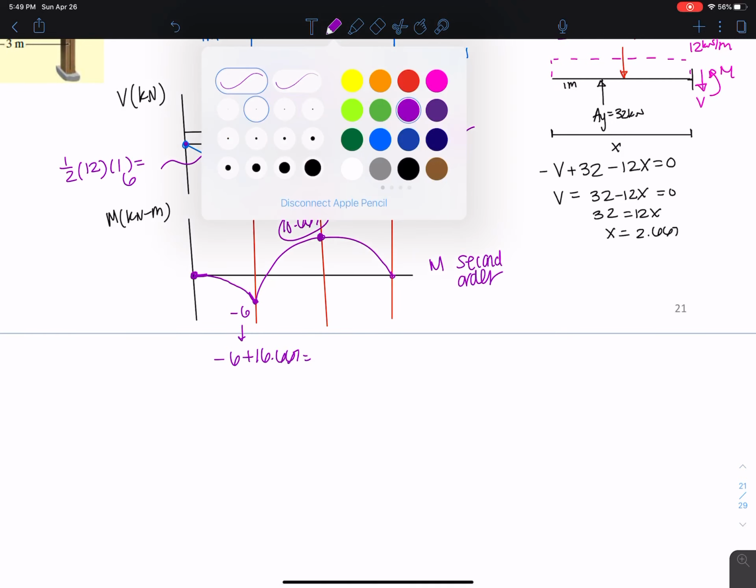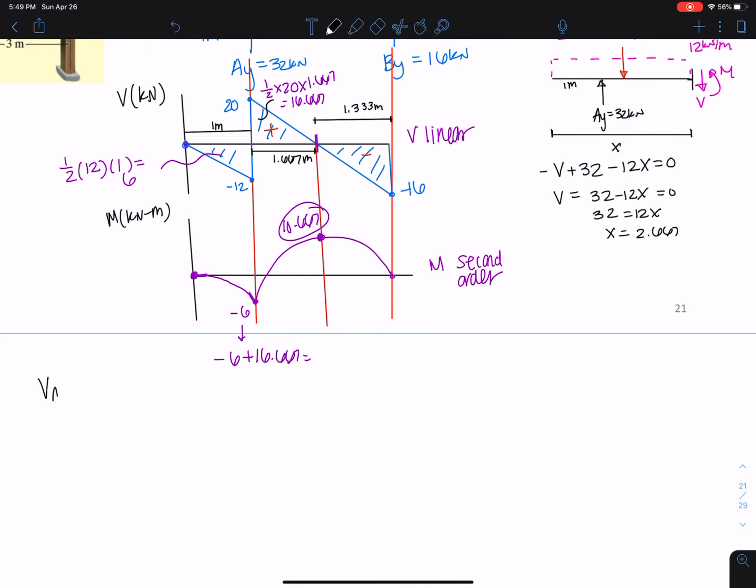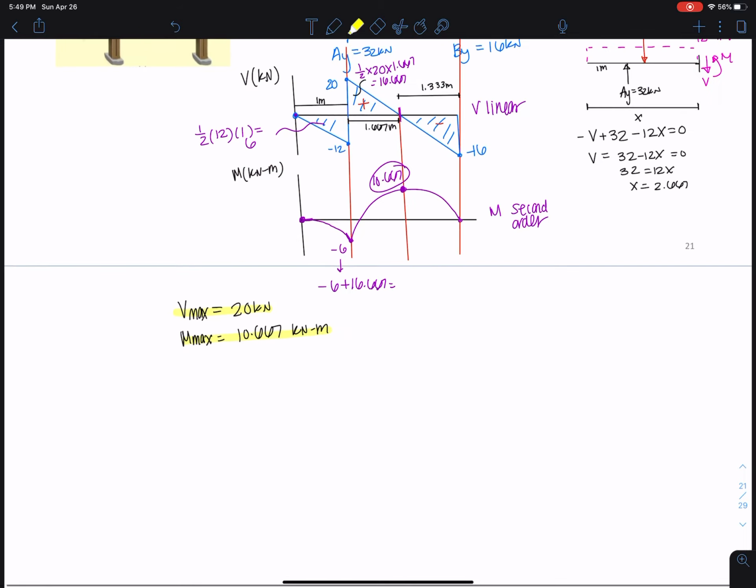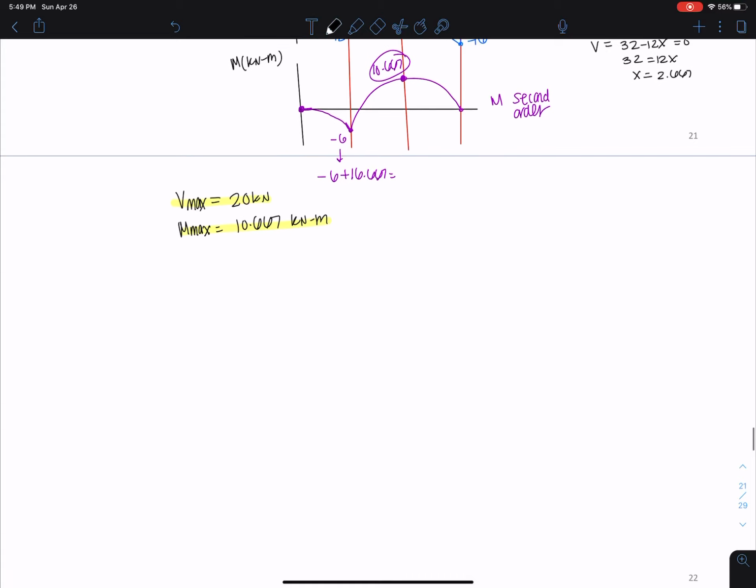Okay, so now I have my Vmax, which is that 20 kilonewton, and my Mmax, which is the 10.667 kilonewton meter. Okay, now I can move on. So everything we just did was statics. Now we can move on to the bending stress, okay?